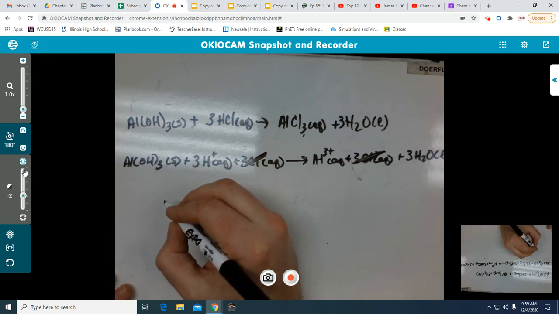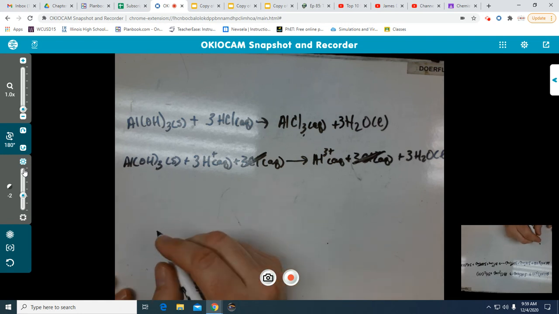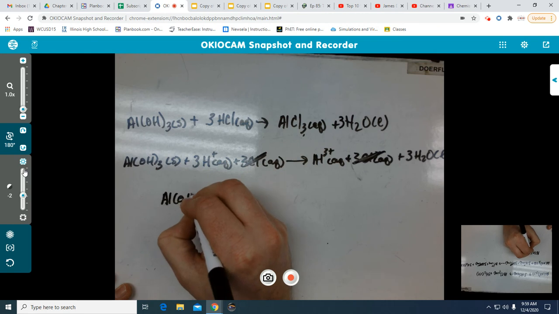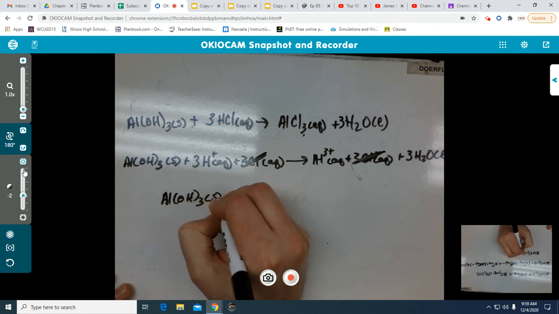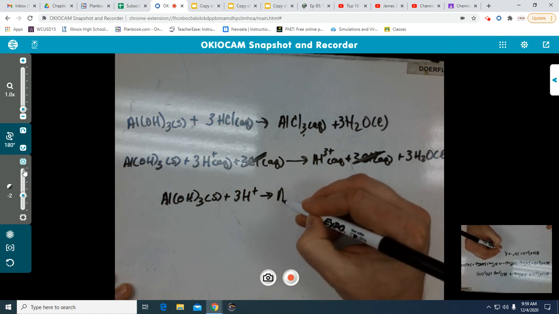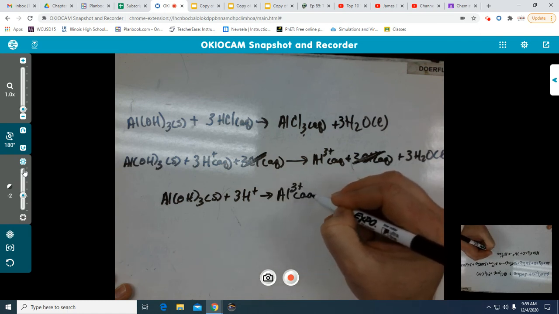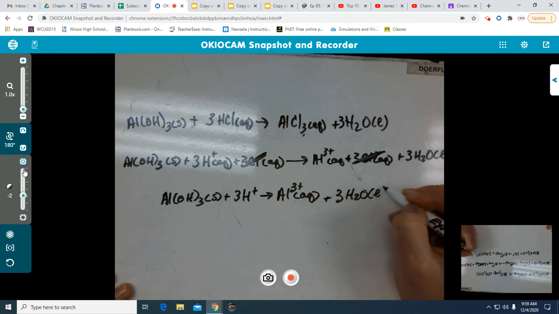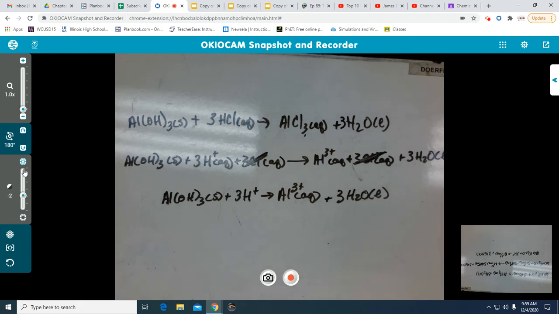So our net ionic in our answer to letter F will be Al(OH)3 solid plus 3H plus yields Al3 plus aqueous plus 3H2O liquid. Okay? So there you have it. That is how you solve one of those problems.